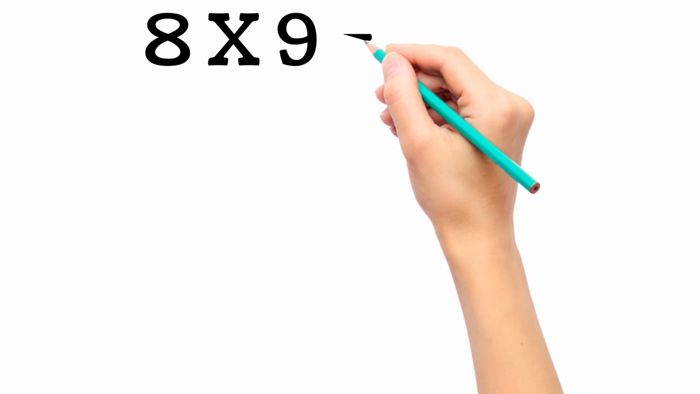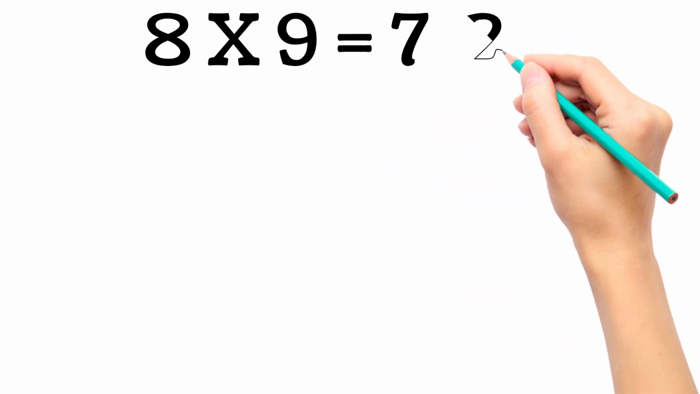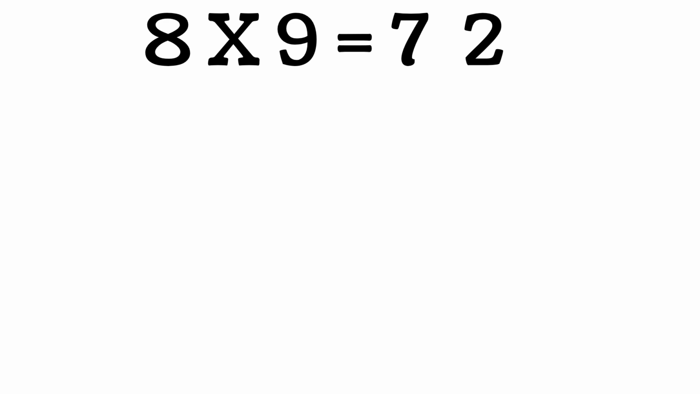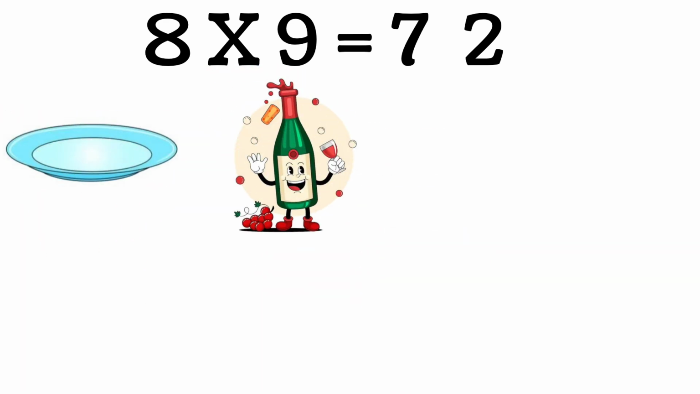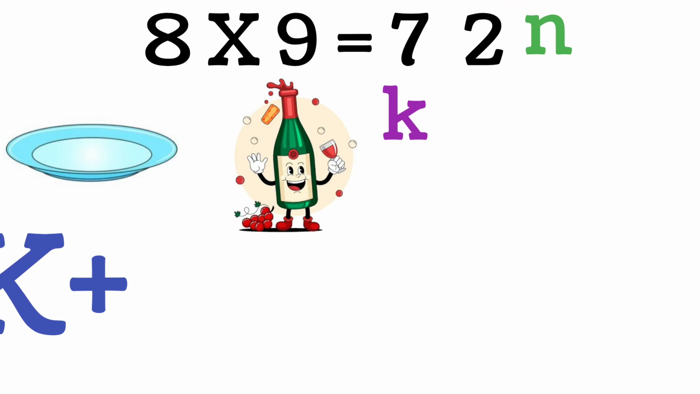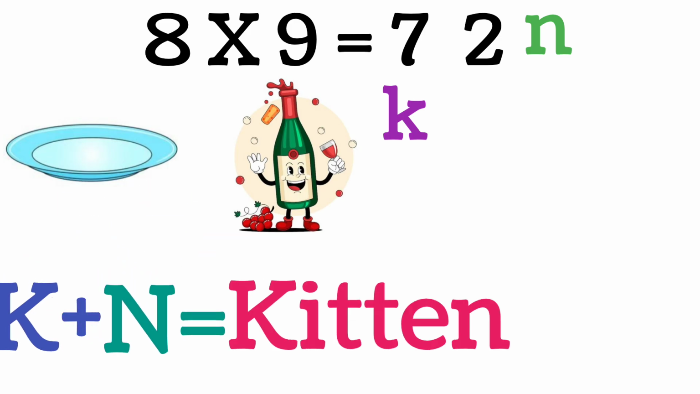Now let's find out 8 nines are what? 8's rhyme is plate. 9's rhyme is wine. Do you remember our number codes? The code for 7 was K and the code for 2 was N. So when we join K and N, we get the word kitten.